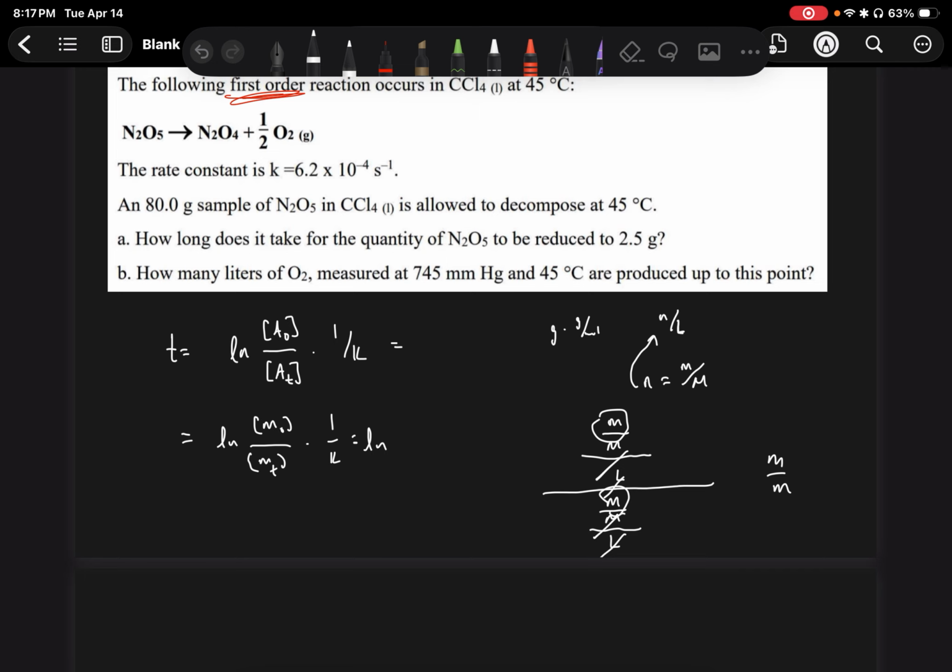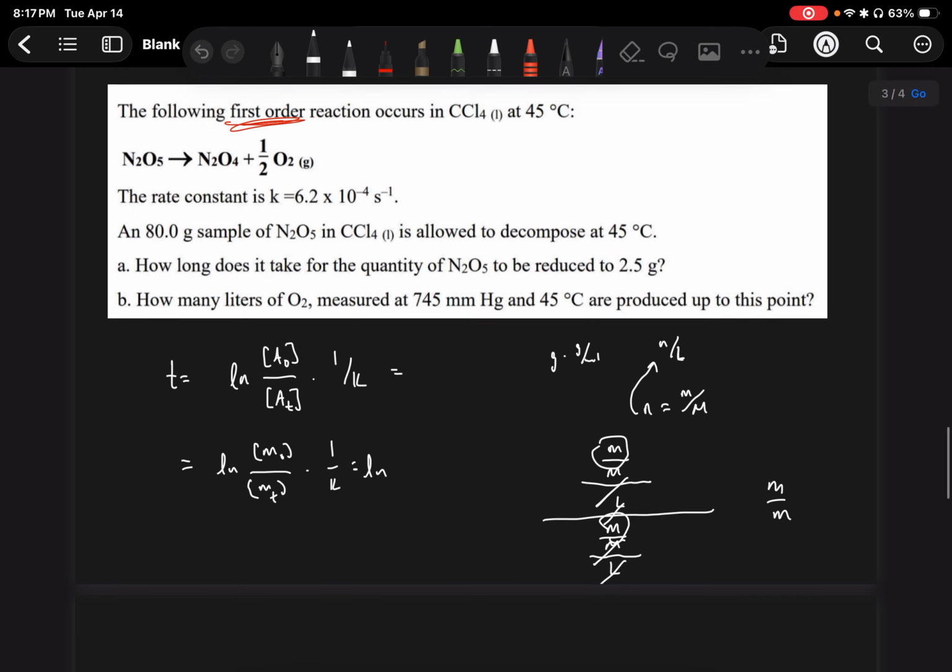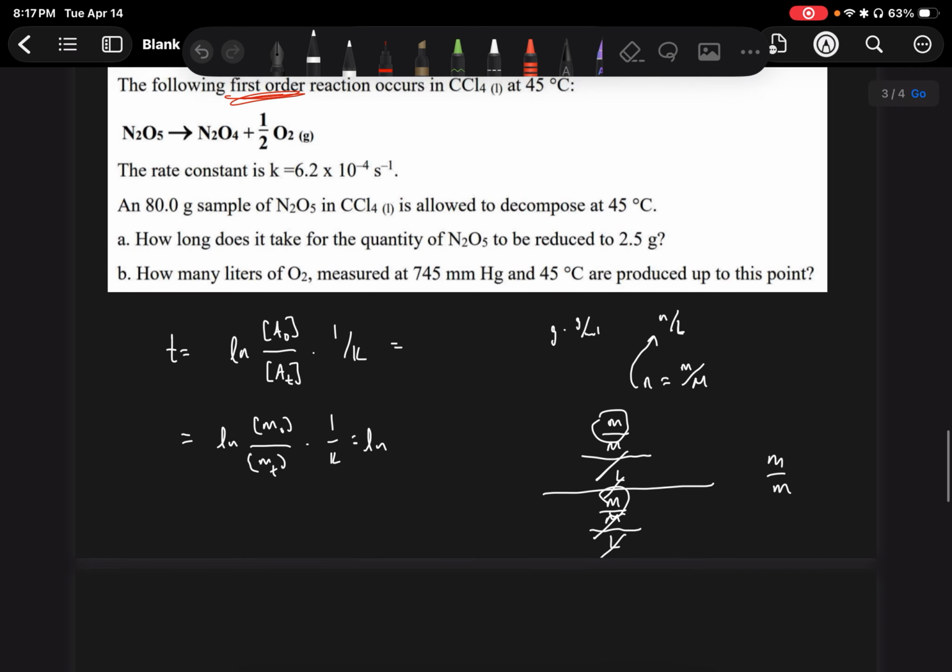Now that's equal to mass original, so that's going to be 80 divided by 2.5.